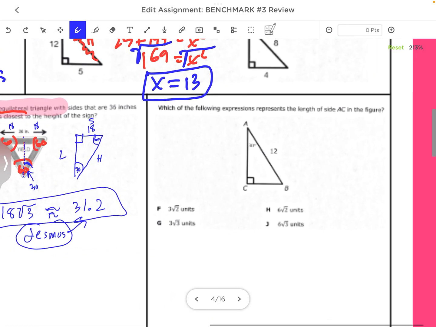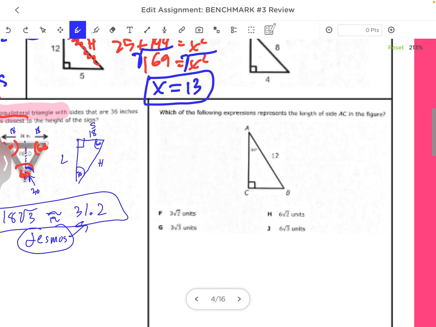All right, let's take a look at this one. It says, which one represents the length of AC? So AC is this right over here. I know you have a bad copy, but that's 30 degrees. If that's 30 and that's 90, this has to be 60, because they all add up to 180. So that's 30, 60, 90. Let's label that: that's the hypotenuse, that's the short, that's the long.